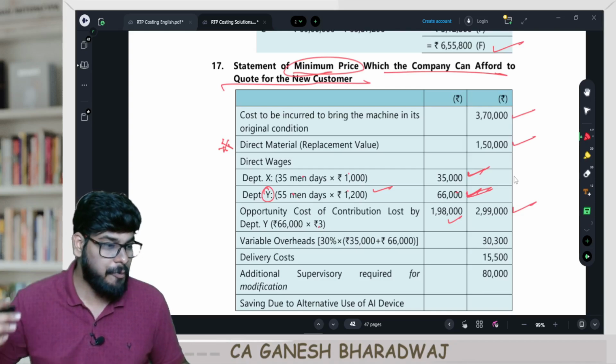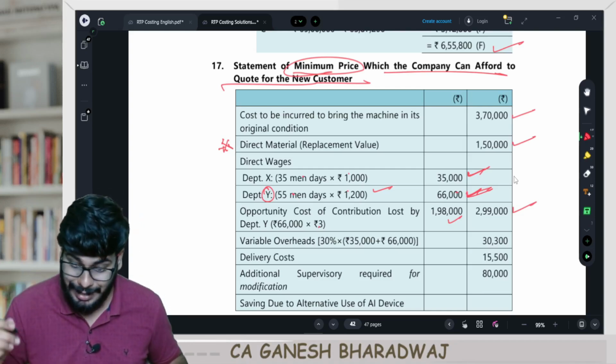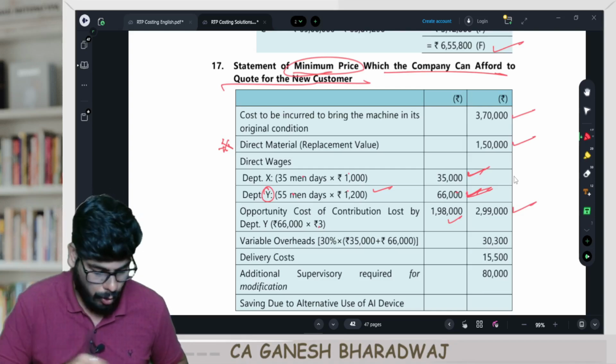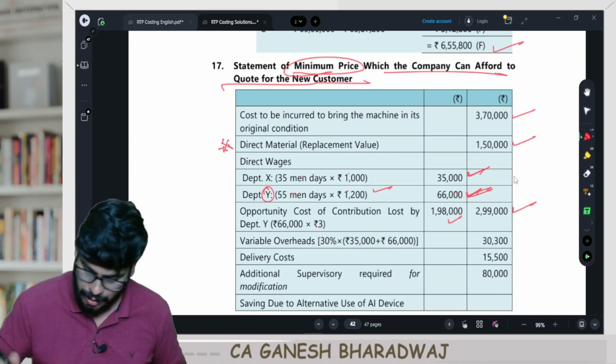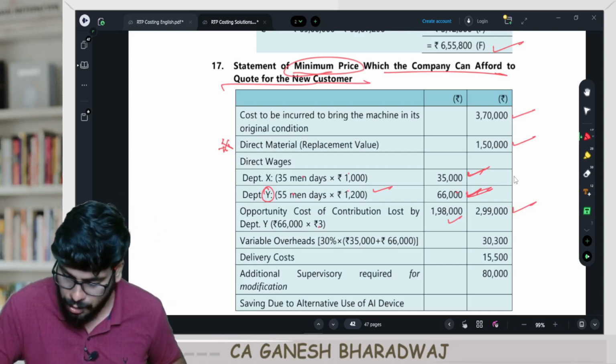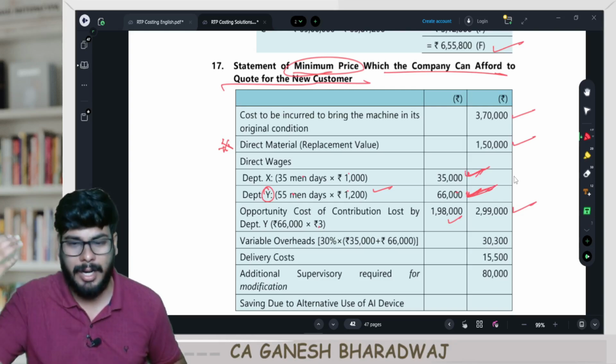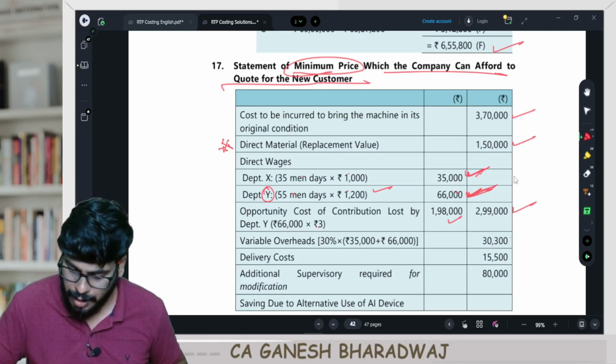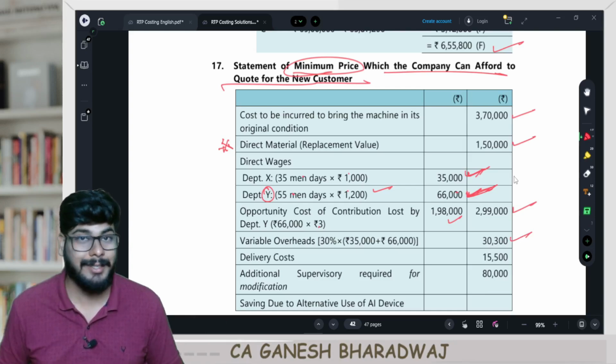Next, obviously variable overheads are given as 30% of direct wages. So what you can do is 0.3 into 35,000. That gives you how much? 0.3 into 35,000 plus 66,000, right, on direct wages. So how much is that going to be? 30,300. That is also sorted.